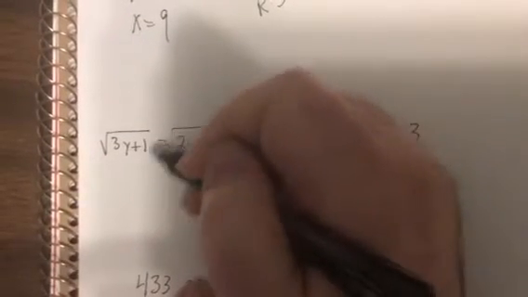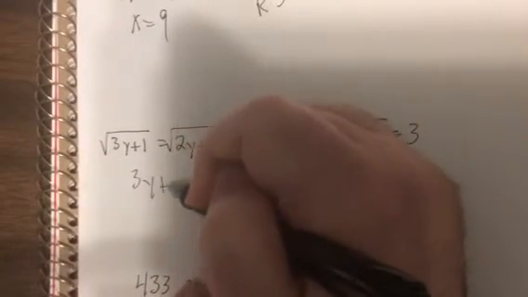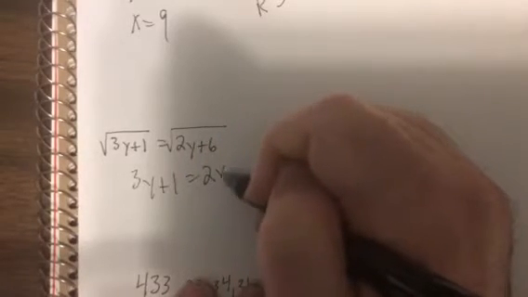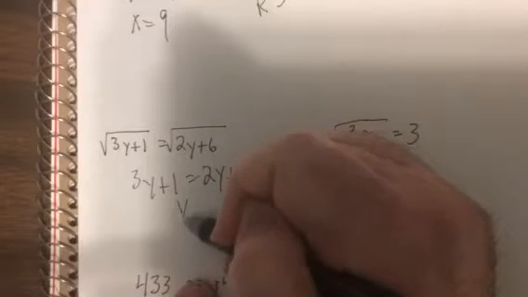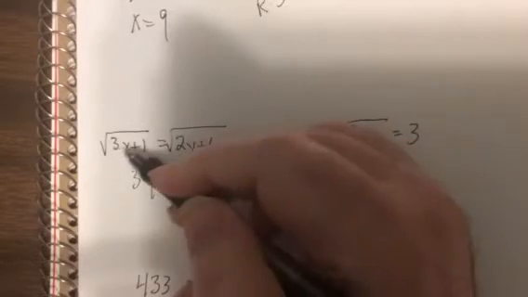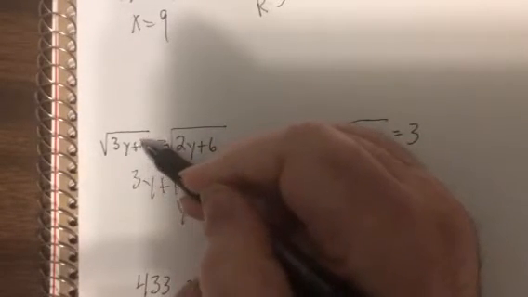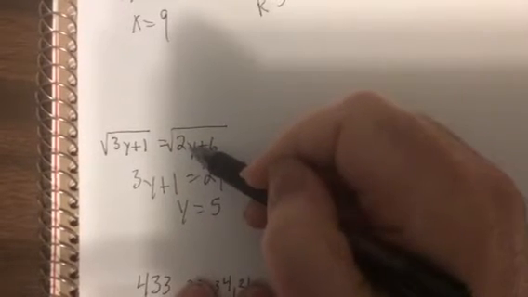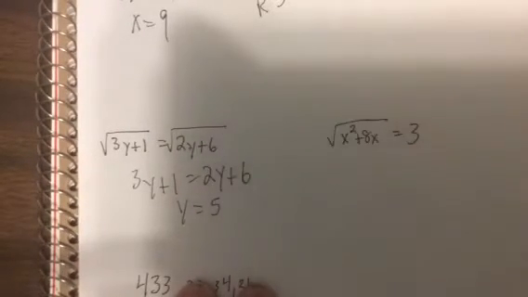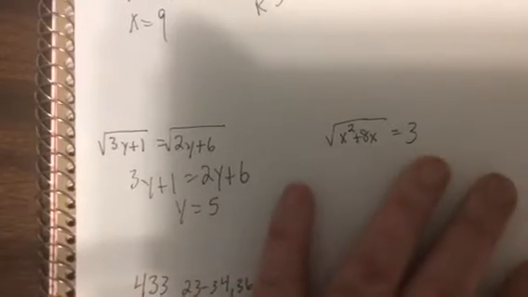Here, just square both sides. So 3y plus 1 equals 2y plus 6. Subtract 2y, subtract 1, that's 5. Check your answer. 3 times 5 is 15, plus 1 is 16, square root of 16 is 4, equals 2 times 5 is 10, plus 6 is 16, square root of 16 is 4.